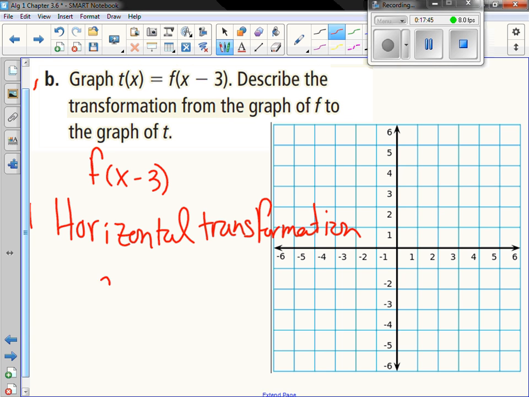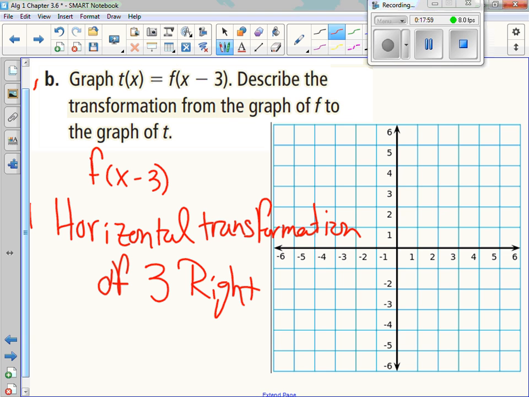Of what? Well, 3 units. Right. 3 units to the right. Because again, whenever we have it inside the parentheses, it's opposite of what we think. If it's negative, it's to the right. If it's positive, it's to the left. Any questions on this here? Are we good with this here?